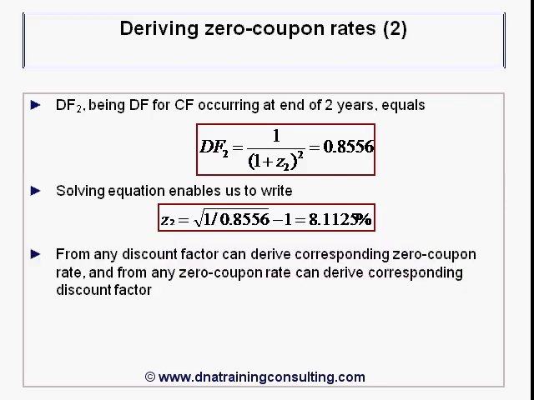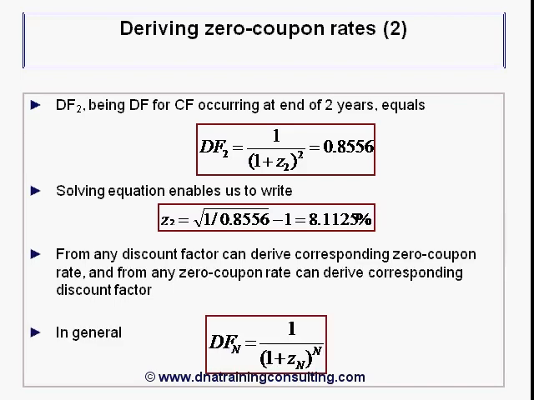And more generally, from any discount factor, we can derive the corresponding zero coupon rate, and from any zero coupon rate, we can derive the corresponding discount factor, writing very generally dfn equals 1 over 1 plus zn to the n, where zn means the zero coupon rate for a tenor of n years.